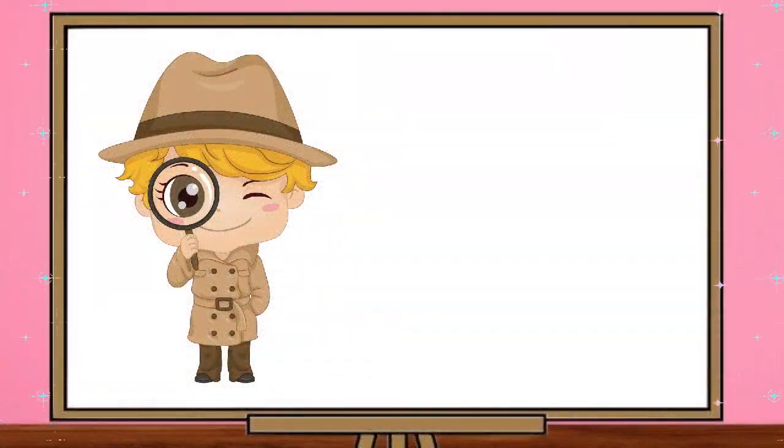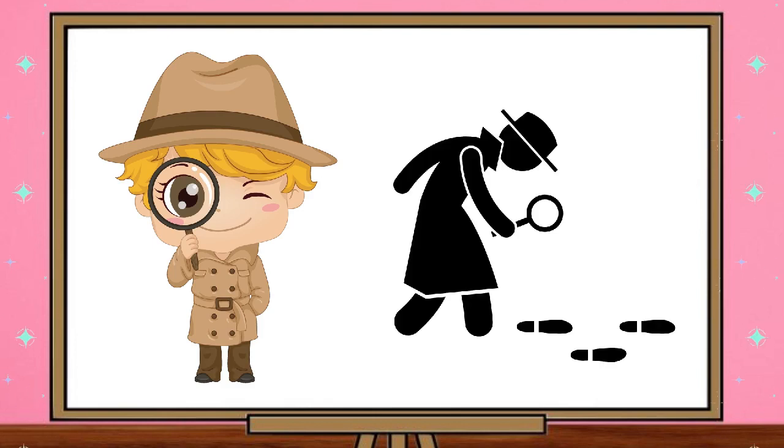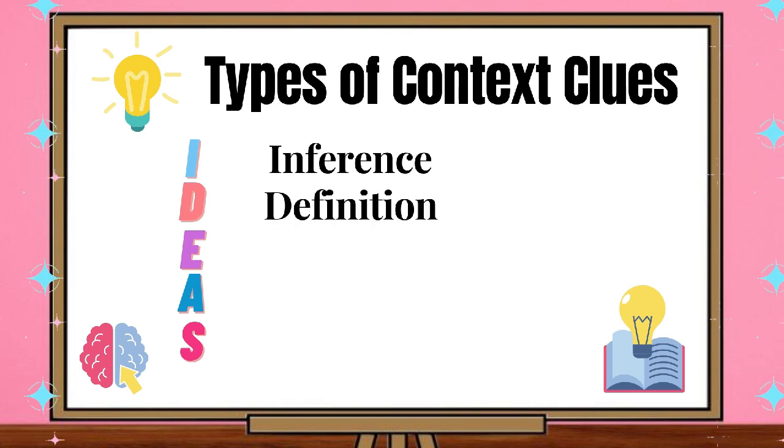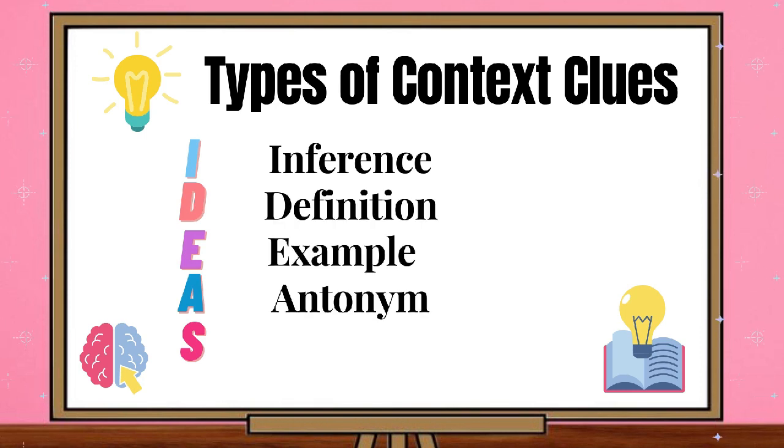As a reader, you must act similar to a detective and put together clues from sentences surrounding an unknown word in order to make an intelligent guess as to what the definition of a word is. There are 5 basic types of context clues. Think of the word IDEAS. IDEAS stands for inference, definition, example, antonym, and synonym. Let's begin with inference.